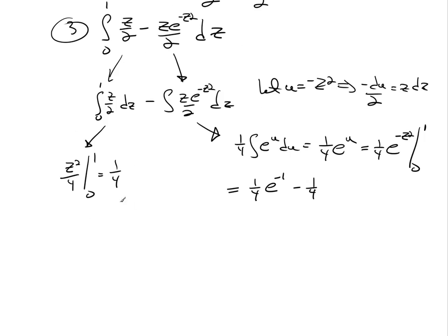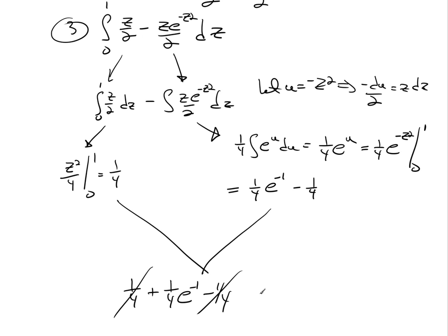So now if I put all these together, I'm going to end up with 1/4 plus 1/4 e to the negative 1 minus 1/4, which is simply 1 over 4e.